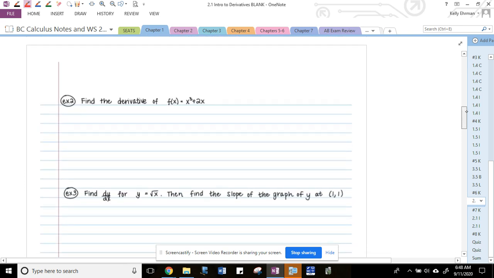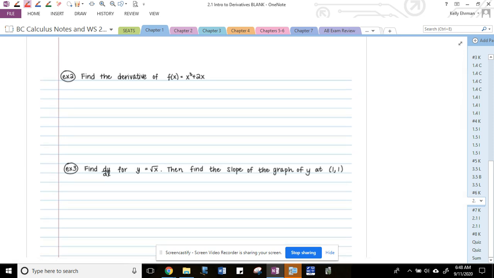So let's put this into practice. Find the derivative of f of x equals x cubed plus 2x. Now, people who have had calculus before, or even physics C, you're not allowed to use the derivative shortcuts yet. We'll get there. That's the best day ever.